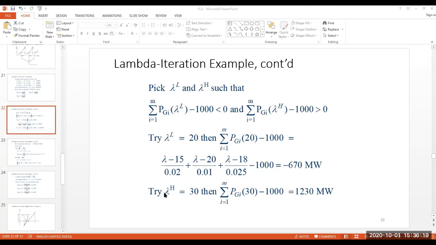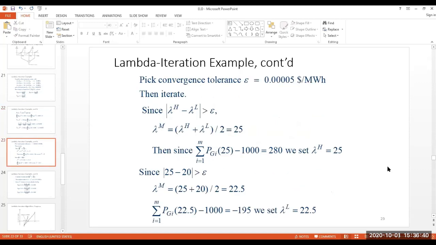We try lambda H, some higher value, 30. It also satisfies the condition: with lambda H equal to 30, the error function is greater than 0 because it is positive. So now we have got lambda L and lambda H, and we start our iteration. For this problem, I have used a very small epsilon to have a good solution and good convergence. Picking this epsilon, we start the iteration.